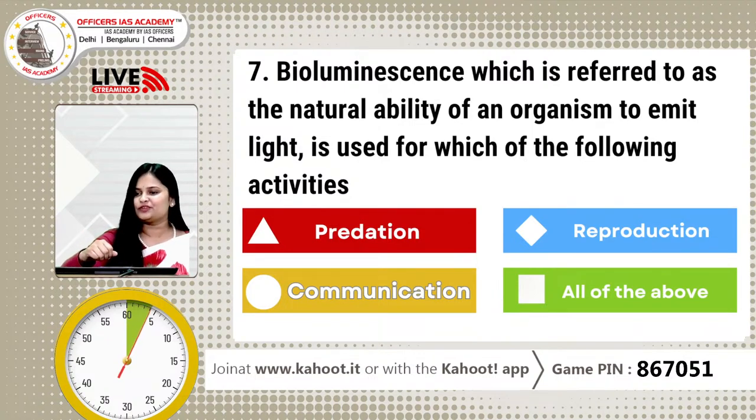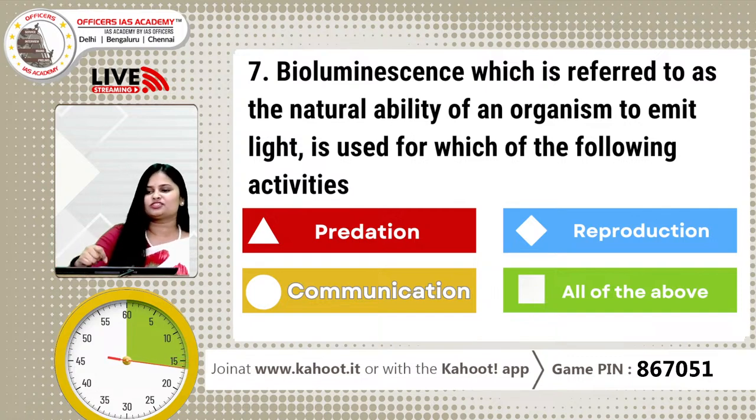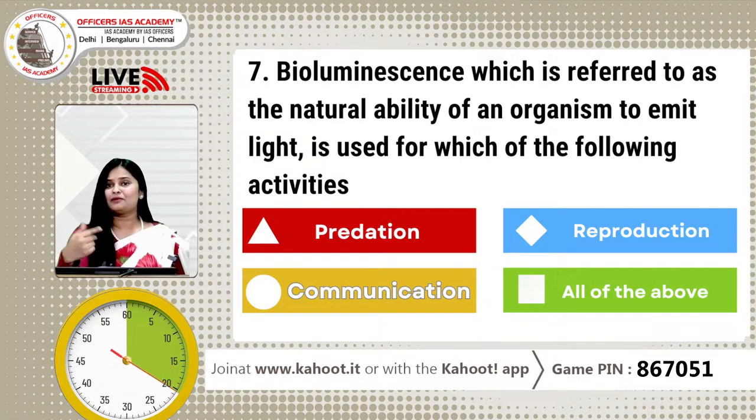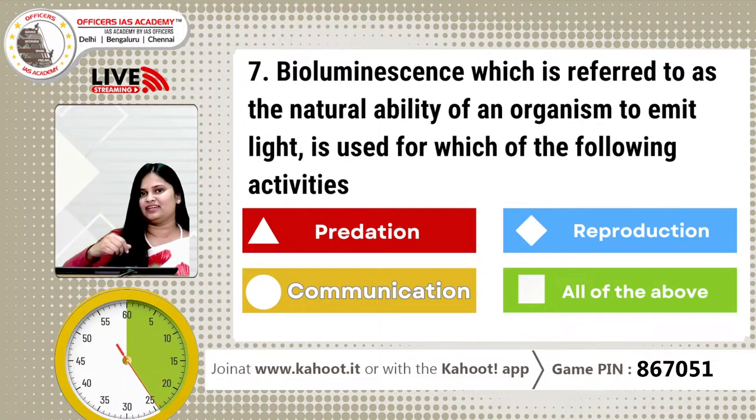So the question for you, bioluminescence, which is the natural ability of an organism to emit light, is used for which of the following activities? Option A, predation. Option B, reproduction. Option C, communication. And option D, all of the above. Think about bioluminescence, guys, and think about the different organisms that you can keep in mind with regard to bioluminescence.